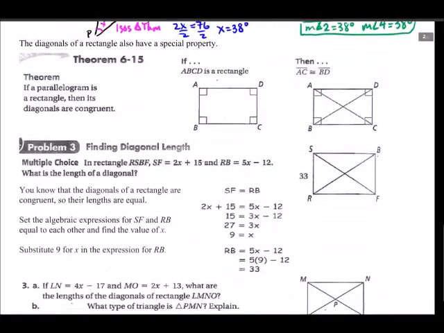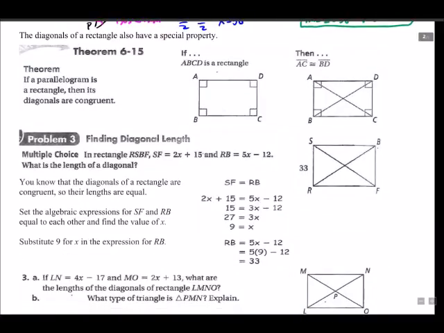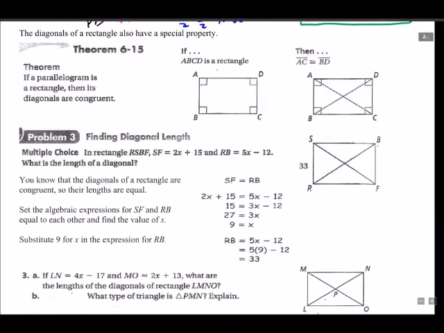Looks like we have another theorem here. The diagonals of rectangles have a special property. What do you suppose that is? All right, if a parallelogram is a rectangle, then guess what? Your diagonals are congruent. Yay! Rectangle, diagonals, congruent.